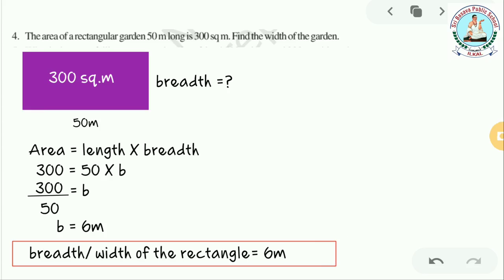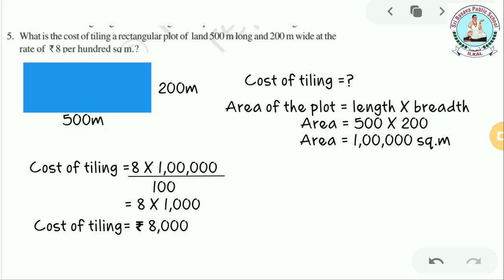Let's move on to the next question. What is the cost of tiling a rectangular plot of land 500 meter long and 200 meter wide at the rate of rupees 8 per 100 square meter? Just a little while ago we solved the same kind of problem. Here it is a rectangular plot, its length is 500 meter and its width or breadth is 200 meter, and we need to find out the cost of tiling.